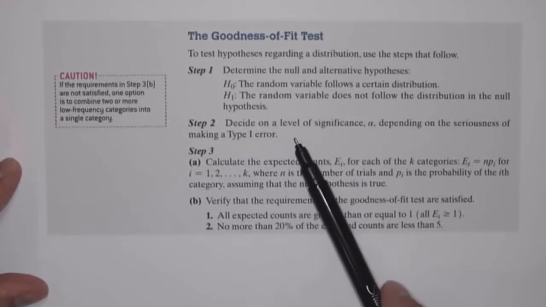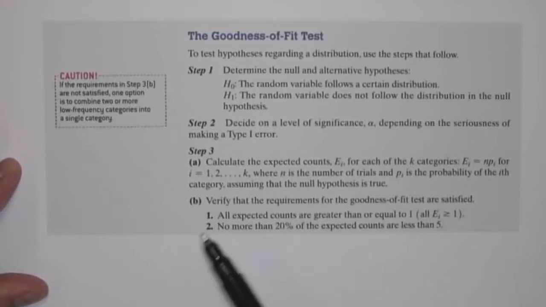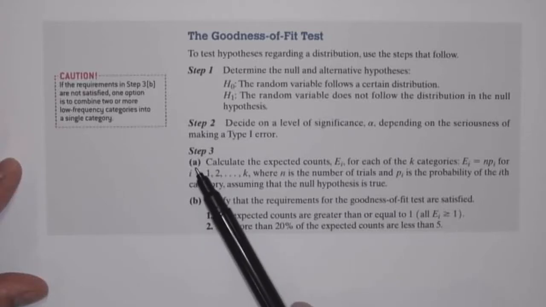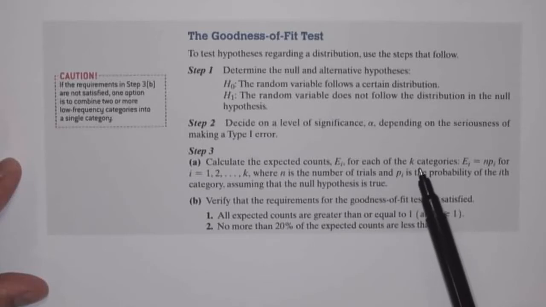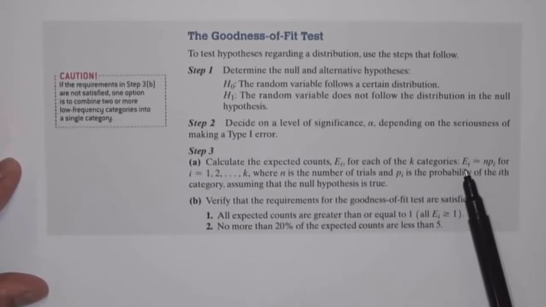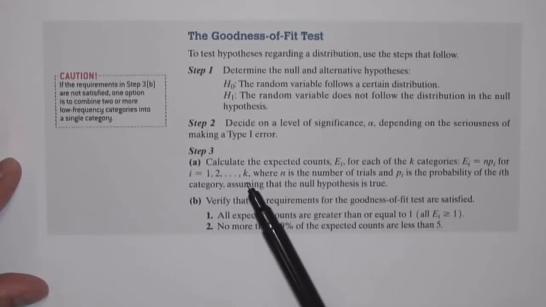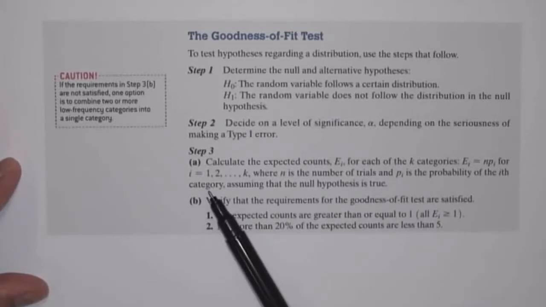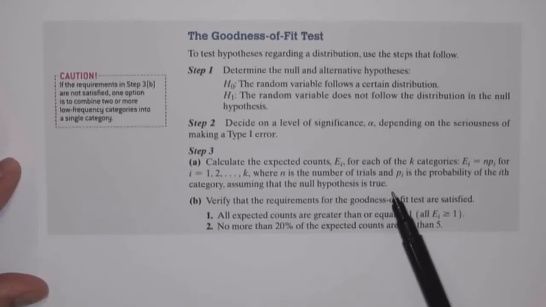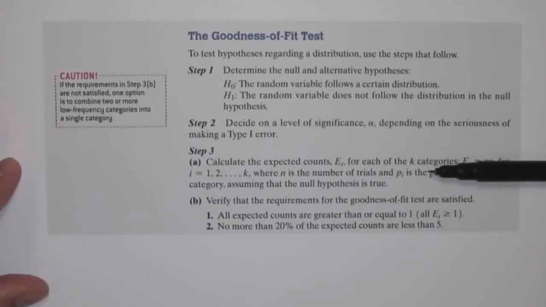Step 2, decide on a level of significance alpha depending on the seriousness of making a type 1 error. Step 3, Part A, calculate the expected counts E sub I for each of the K categories. And we're going to do that by E sub I equals N times P sub I for I equals 1, 2, and so on up to K, where N is the number of trials, P sub I is the probability of the ith category, assuming that the null hypothesis is true. So we're going to calculate all of the expected values for each category that we're dealing with in our scenario.